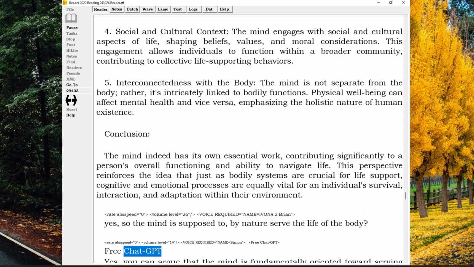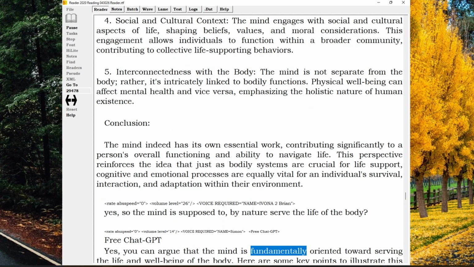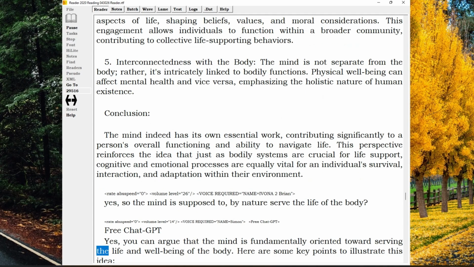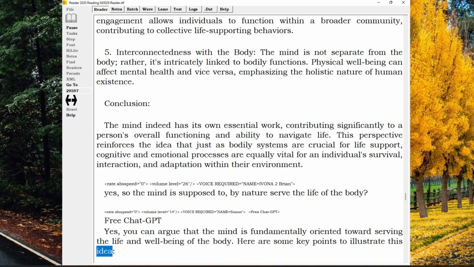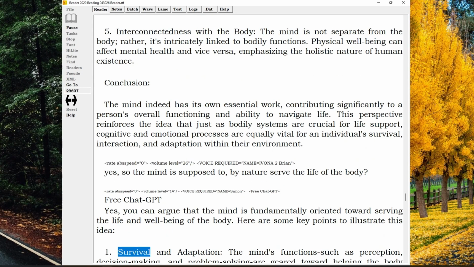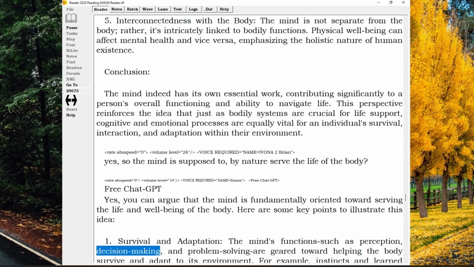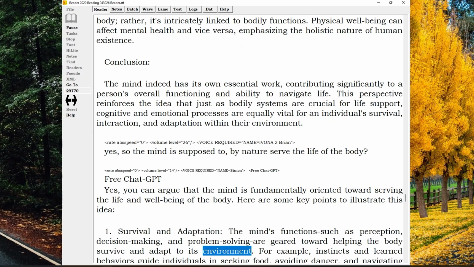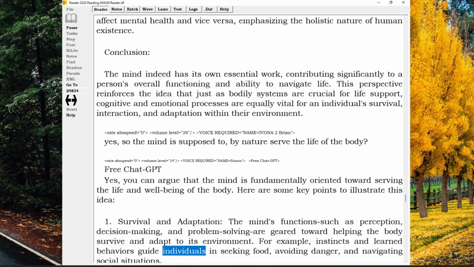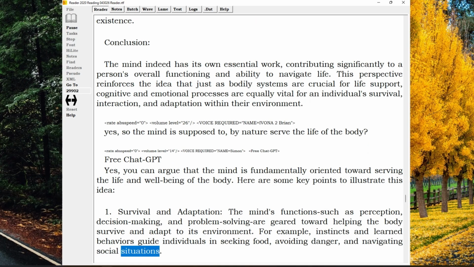Free Chat GPT. Yes, you can argue that the mind is fundamentally oriented towards serving the life and well-being of the body. Here are some key points to illustrate this idea. 1. Survival and adaptation. The mind's functions such as perception, decision-making, and problem-solving are geared toward helping the body survive and adapt to its environment. For example, instincts and learned behaviors guide individuals in seeking food, avoiding danger, and navigating social situations.